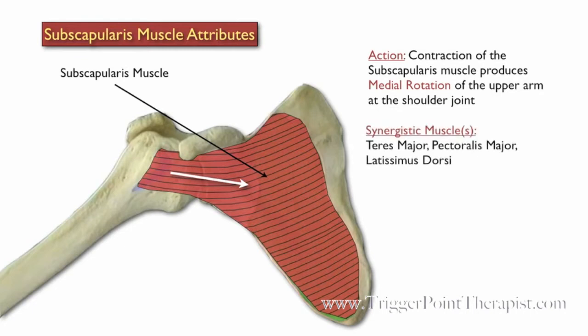The teres major, pectoralis major, and latissimus dorsi all assist the subscapularis in medial rotation of the upper arm, whereas the infraspinatus and teres minor oppose the subscapularis during medial rotation of the upper arm.